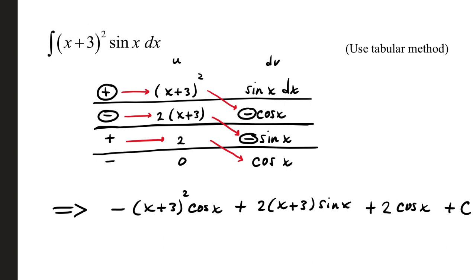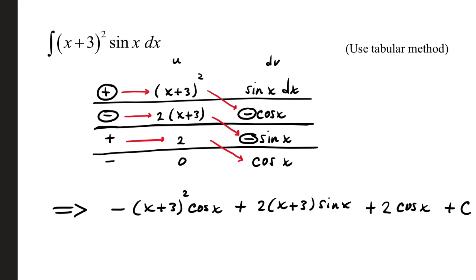We have algebraic times a trig. Algebra ranks higher, so u is going to be that algebraic term, x plus 3 quantity squared. Trig ranks lower, that's our dv, sine x dx. In the middle column, you continuously take derivatives until you reach 0. In the dv column, you continuously take antiderivatives until you get to the same row where your 0 is located. And this one, it happens to be row 4.